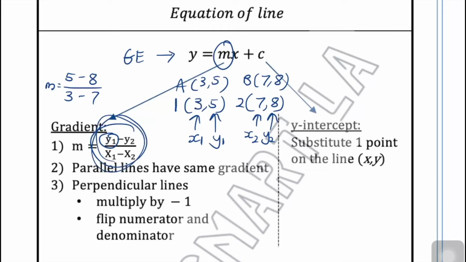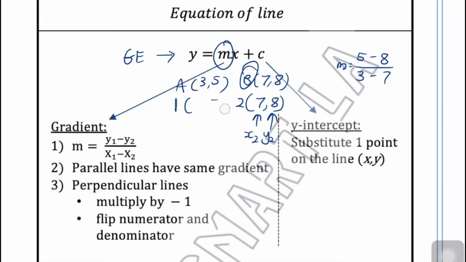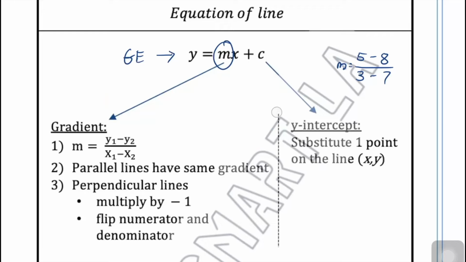If we are using this formula, y1 minus y2 over x1 minus x2, you will realize that it's exactly the same as using ya minus yb over xa minus xb. If you're okay with this, that's how you use the formula to find gradient. There are still two more ways you can find gradient. So what are the other two ways?